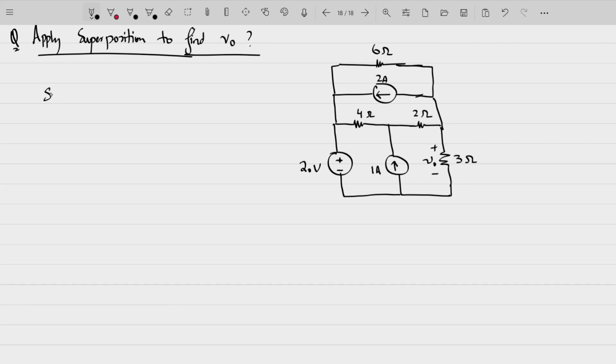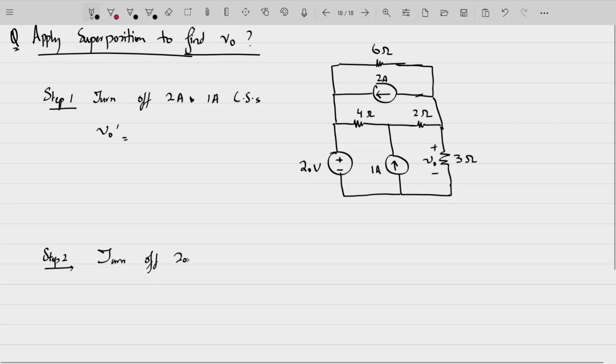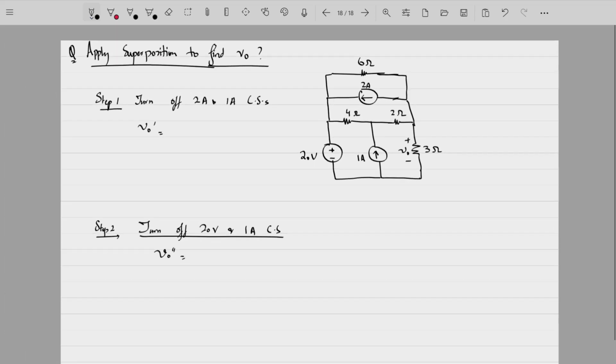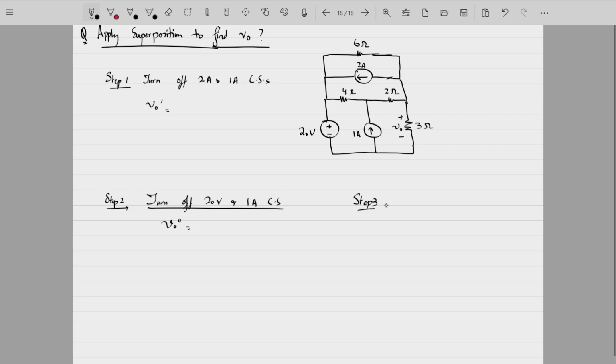Fine. So step 1, you have 3 sources here, 2 ampere and 1 ampere. So turn off 2 ampere and 1 ampere current sources. Find out V0 dash. Step 2, turn off 20 volt and 1 ampere current source. Find V0 double dash. And third step, turn off 20 volt and 2 ampere voltage source and current source. So find out V0 triple dash. Fine.